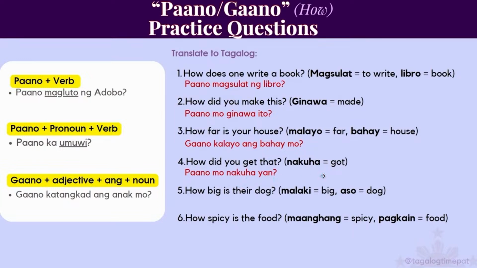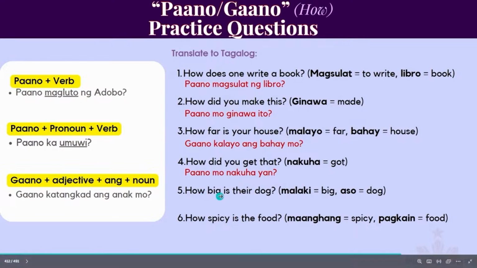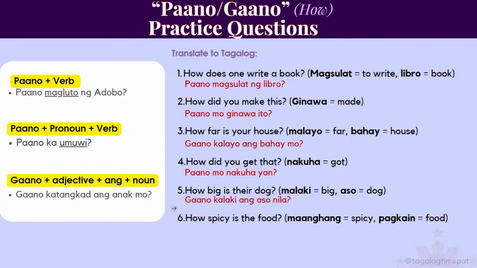Number 5, how big is their dog? Malaki is big, aso is dog. How big is their dog? So it's asking about an adjective, so we would have to use gaano. Gaano kalaki ang aso nila, their dog nila.